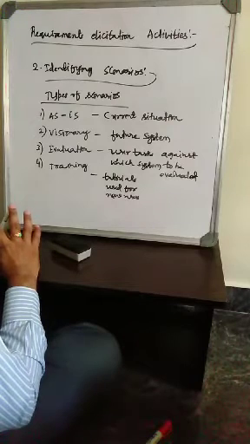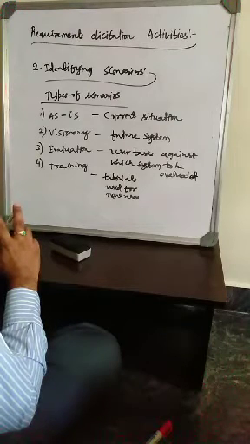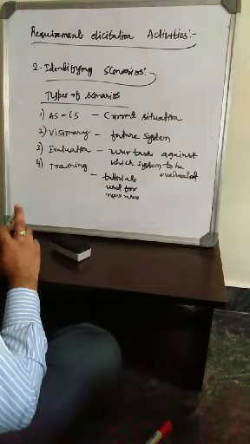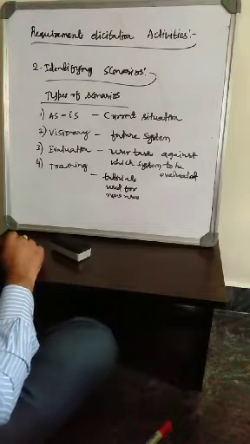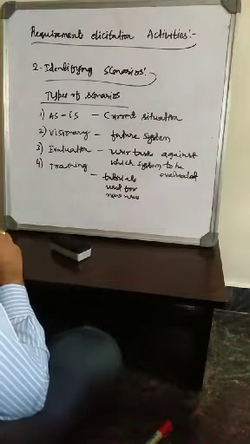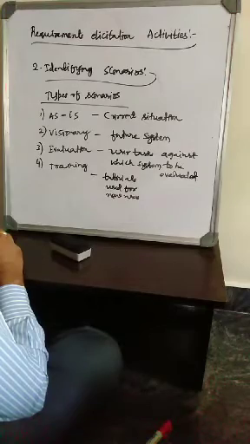As-is is the current situation. Visionary means the future system. Evaluation means the user tasks against which the system is to be evaluated, we will say. And training means the tutorials that are used for new users of the system.